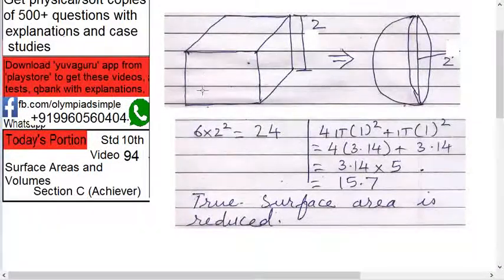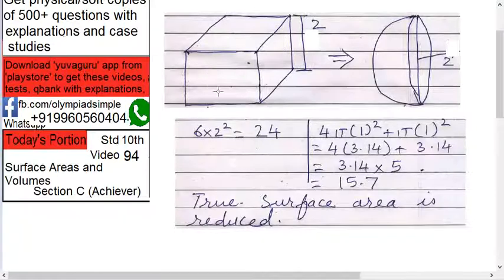So what we have to do is find the surface area of the original cube, then the surface area of the new hemisphere, and then compare it. See here, the surface area of the hemisphere, there are two figures to this. One is this hemisphere and one is this base circle. So surface area of both we have to find out. Okay, so let's find out first for the cube.